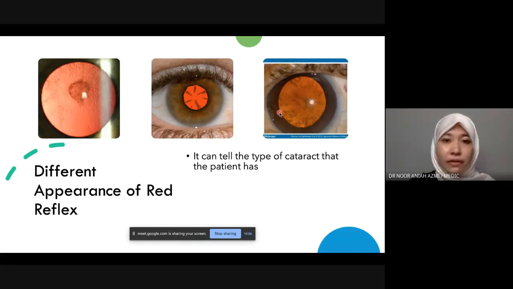All right, so this is one of my favorite questions as well in the clinic because especially when the patient is dilated, it's very fun to see how is the cataract.